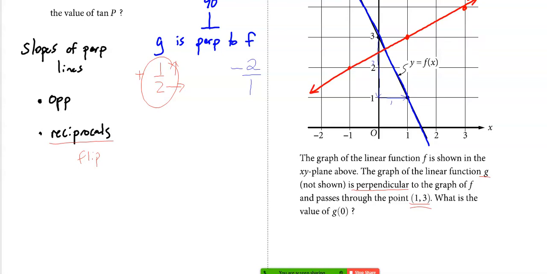So what do we want to know? What is the value of g of 0? That means when x is 0, what does y equal? At x equals 0, it looks like it cuts right through the middle there. So the correct answer is 2.5. That's a tough question. Number 20 is always going to be a tough question.